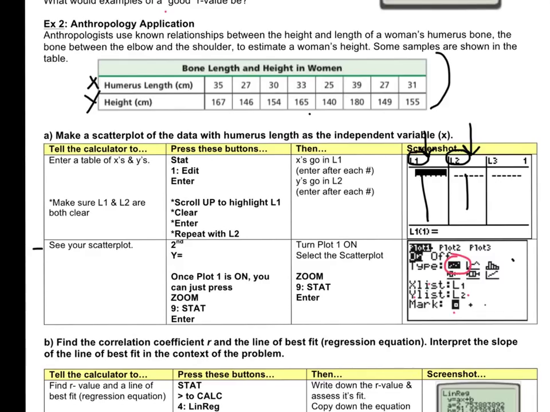So once you have this whole screen all set up, then you can press zoom. It's right in the middle of your calculator screen underneath it. And then press 9, that is for stats, and then press enter. And then you should see a scatter plot of your table.